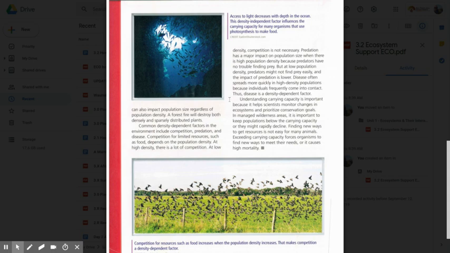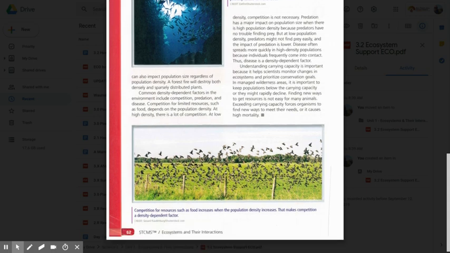Understanding carrying capacity is important because it helps scientists monitor changes in the ecosystem and prioritize conservation goals. In managed wilderness areas, it is important to keep population below the carrying capacity or they might rapidly decline. Finding new ways to get resources is not easy for many animals. Exceeding carrying capacity forces organisms to find new ways to meet their needs, or it causes high mortality.